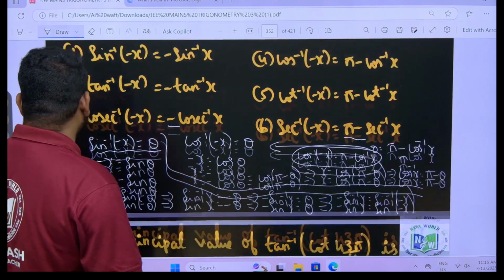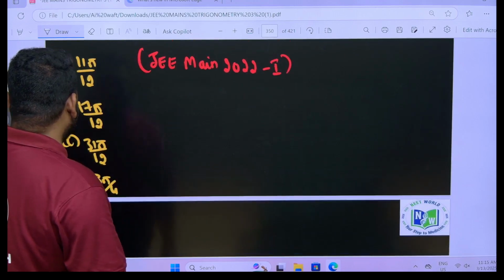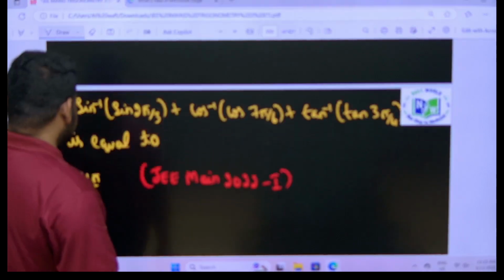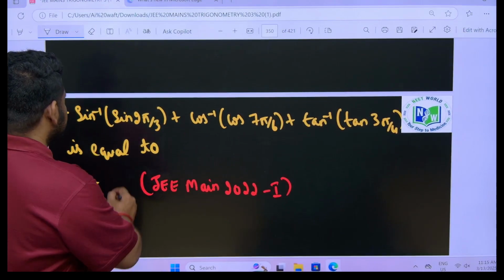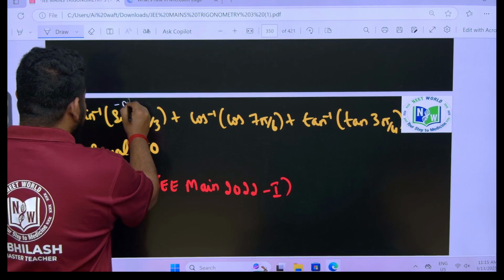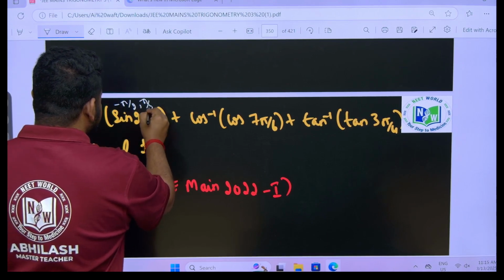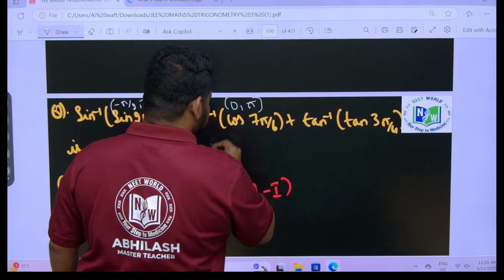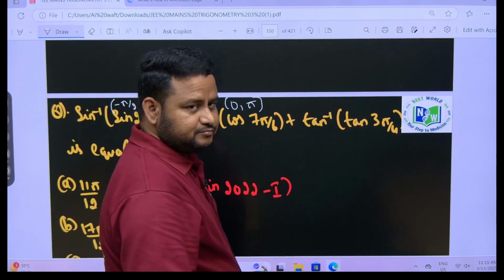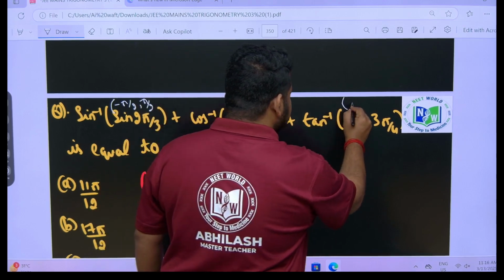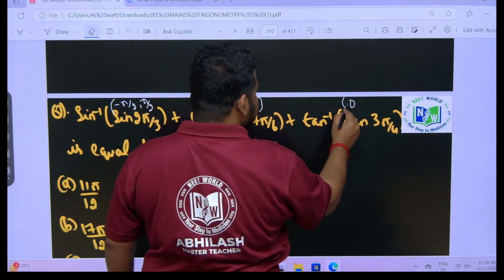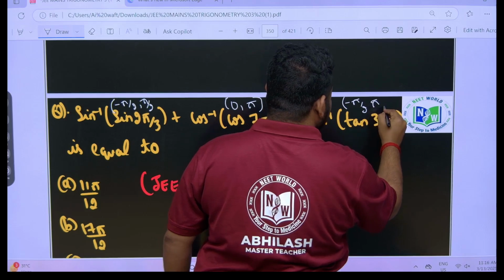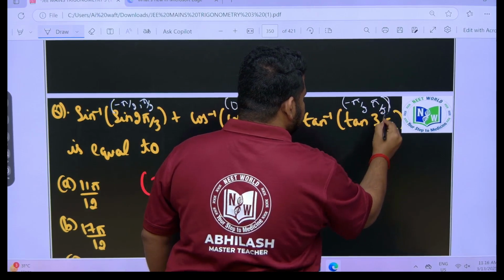Got it? Next question. Having understood the negative of inverse trigonometric functions, let us look at this question, friends. They have given sin inverse of 2 pi by 3. Sin inverse, we know, has range minus pi by 2 to plus pi by 2. Let me write the ranges here for our understanding. Cos inverse is 0 comma pi. Tan inverse is open interval minus pi by 2 to plus pi by 2. This is the range of tan inverse of x.